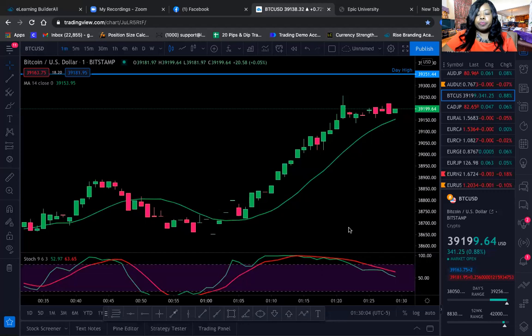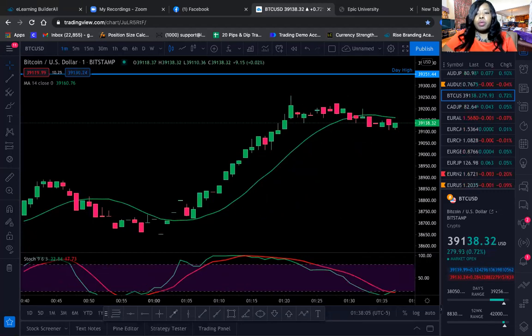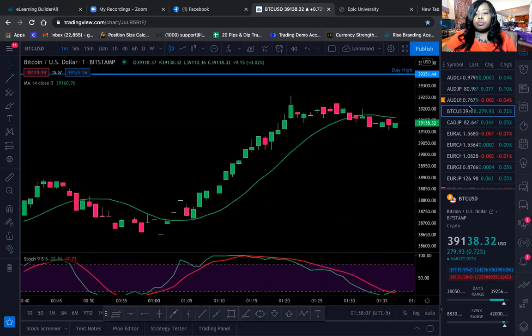Now we are going to go over some basic charting, okay? Again, we are going to go to our TradingView account, and I'm going to share my screen with you. So, here we are in TradingView.